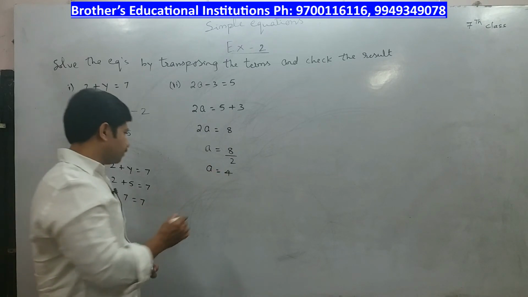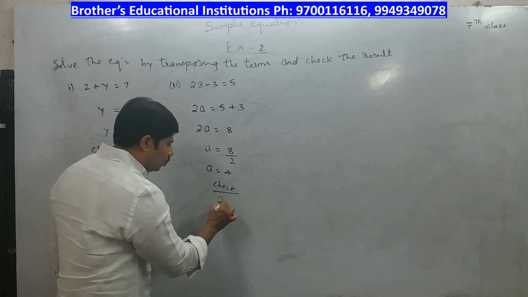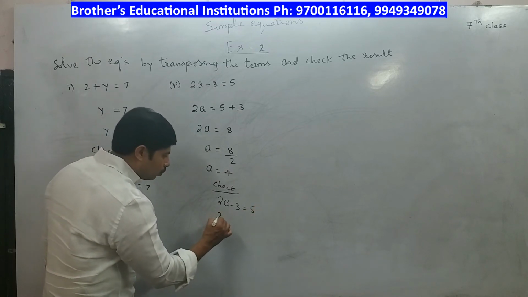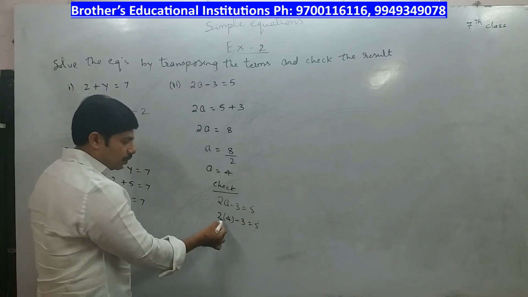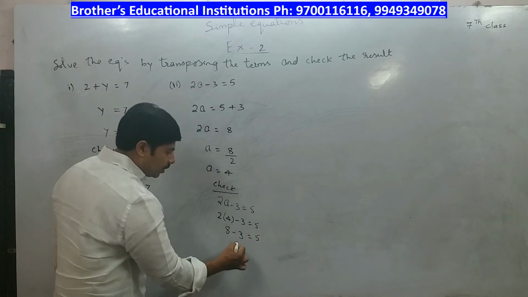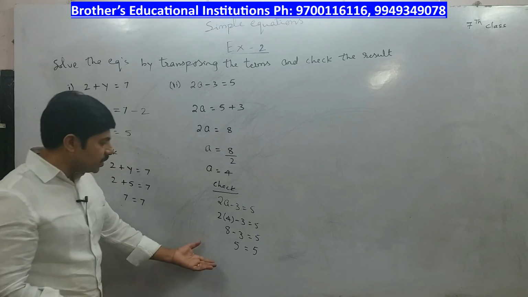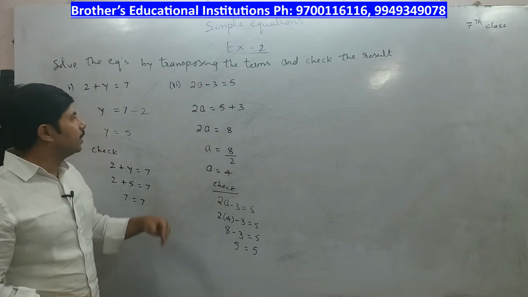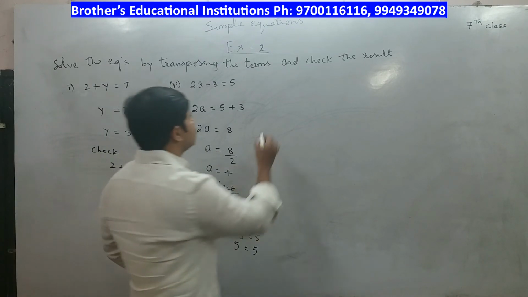Now I will check. So verification. We have 2a minus 3 is equal to 5. So 2 into 4 minus 3 is equal to 5. 2 4s are 8, minus 3 is equal to 5. So 5 is equal to 5 we got when the value of a is 4. So this is completed. Now we will go to the next problem, that is 10 minus q is equal to 6.